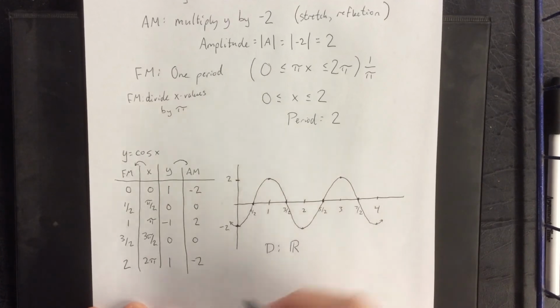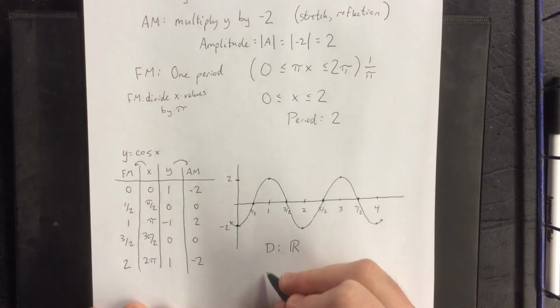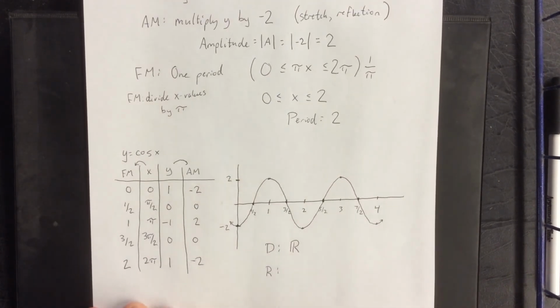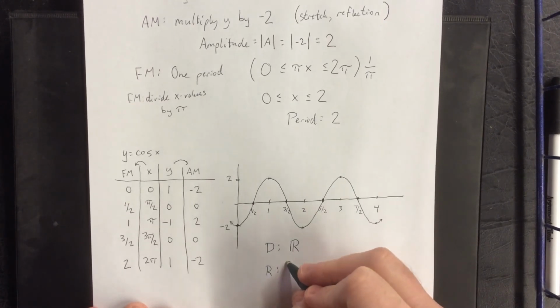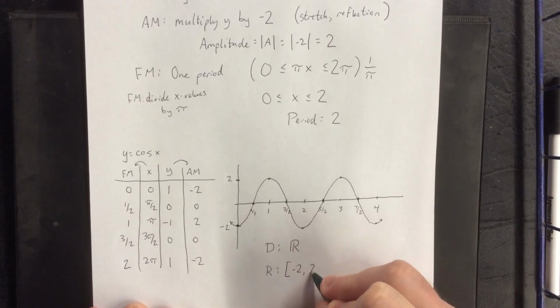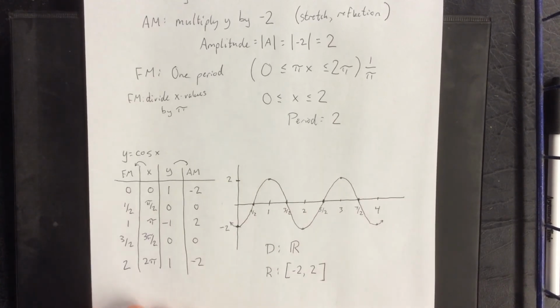Now, as a bonus, we'll identify the domain. I know that this thing extends forever to the left and to the right, so the domain will be all real numbers. The range will go from the lowest point on the graph to the highest point on the graph. In this case, that will be -2 to +2.